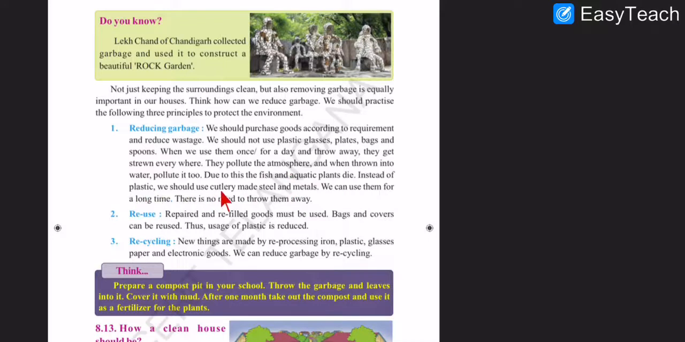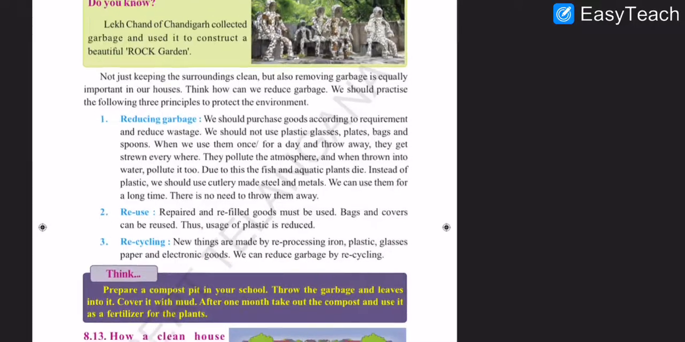Instead of plastic, we should use cutlery made with steel and metals. We can use them for a long time. There is no need to throw them away. Reuse. Required and refilled goods must be used. Bags and covers can be reused. Thus, usage of plastic is reduced. Recycling. New things are made by reprocessing iron, plastic, glass, paper, and electronic goods. We can reduce garbage by recycling.